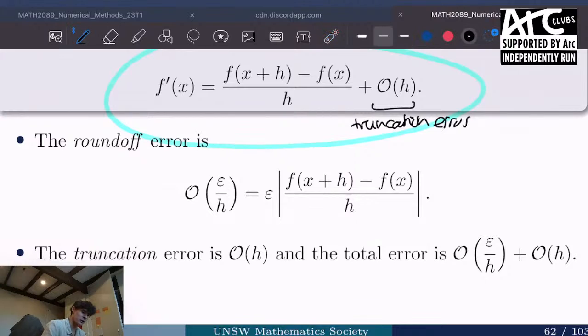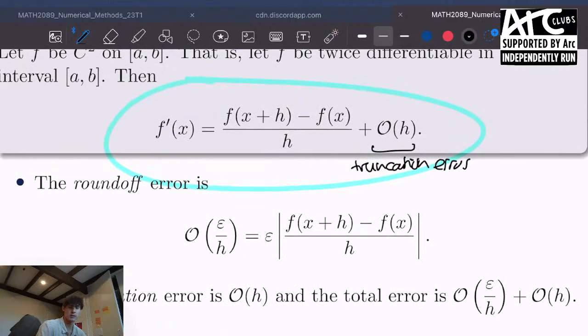Now, there's something called a round-off error. The round-off error is related to the error involved with adding and subtracting floating point numbers, and it's related to the size of the machine epsilon. So this is the machine epsilon we looked at earlier. Again, as a reminder, it is the smallest gap between two consecutive machine numbers.